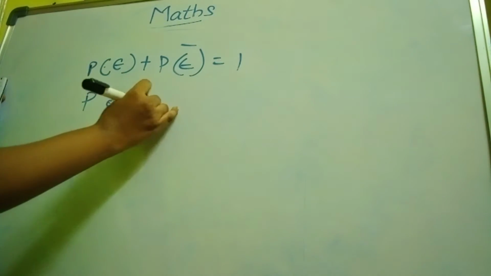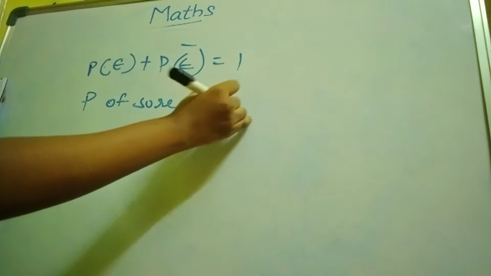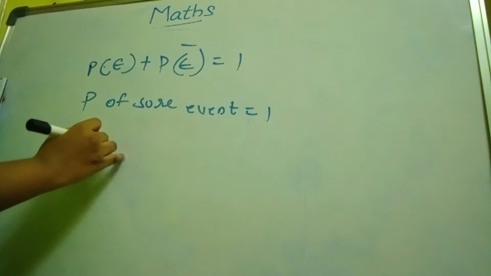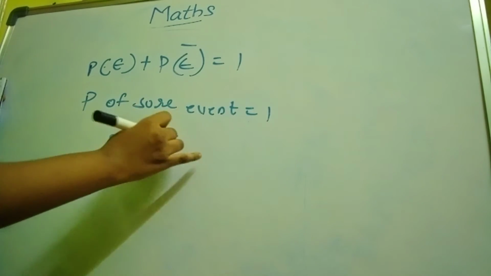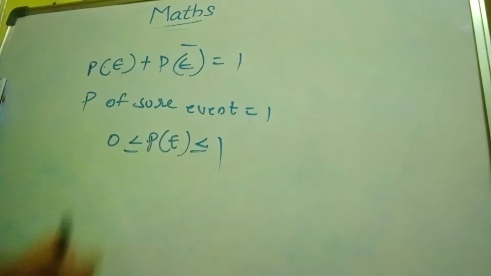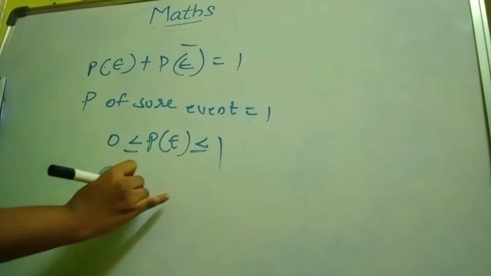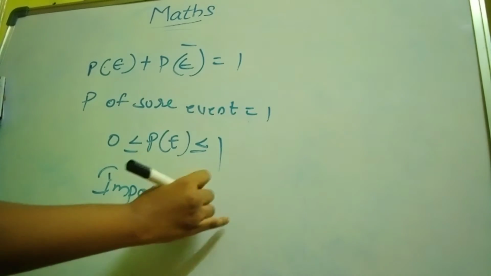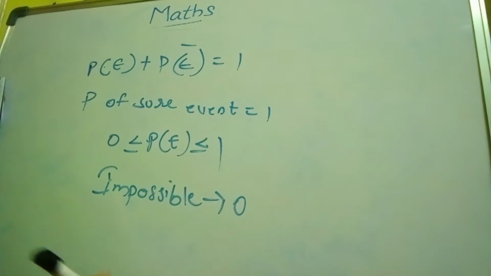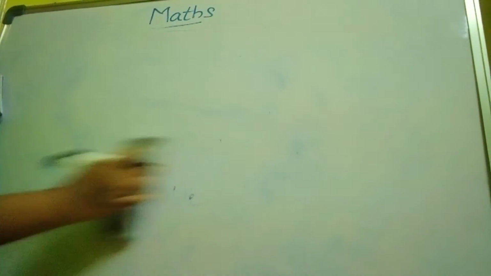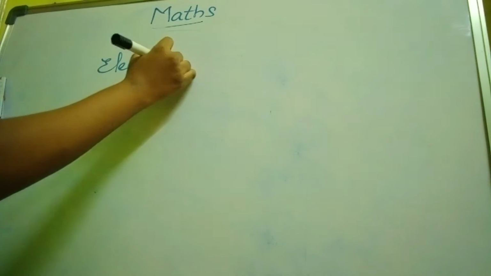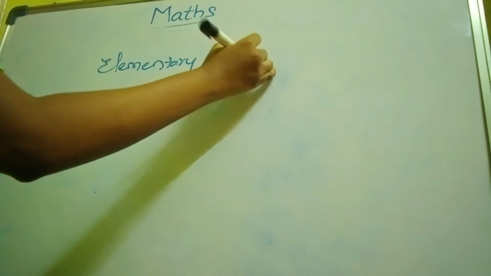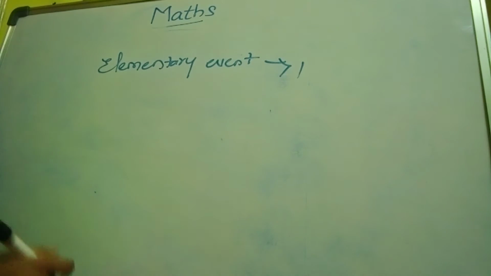Probability of a sure event is equal to 1. 0 is less than or equal to probability of E, which is less than or equal to 1. Impossible event is equal to 0. Okay. Elementary event is equal to 1.